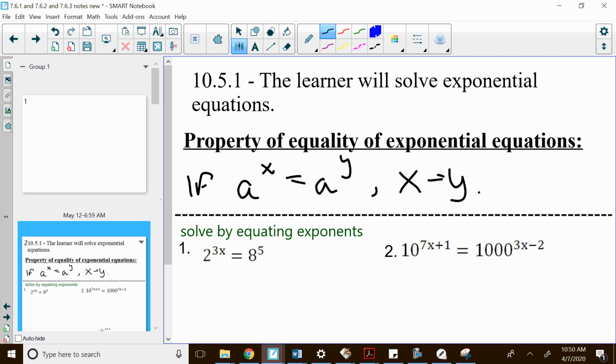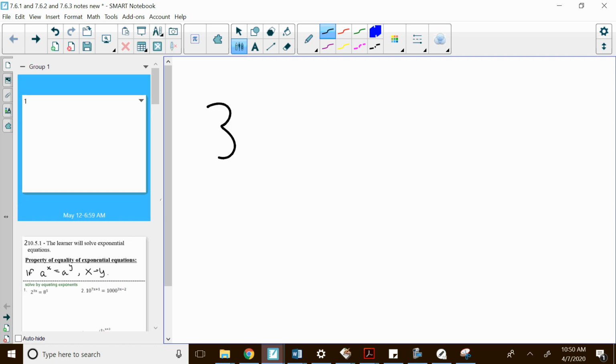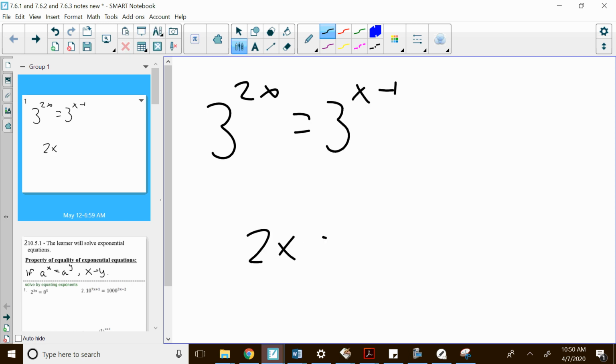I know that is a little bit common sense, but basically, if you can get an equation to have the same bases, a and a, then we can set their exponents equal to each other, which is important because then a variable's not in an exponent anymore. So it's super easy if you have 3 to the 2x equals 3 to the x minus 1. Bingo, you set 2x equal to x minus 1, and you'd have x equaling negative 1. 3 to the negative 2 equals 3 to the negative 2.